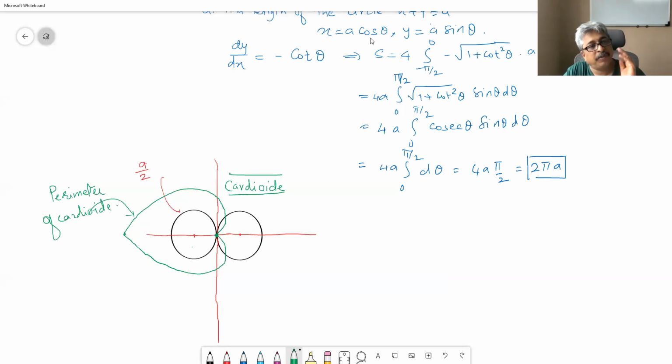Okay, so before that, we should first find out the equation of the cardioid, and only then will we be able to work on that. I give you 5 minutes to find the equation of the cardioid. The setup is this: take the radius as a by 2.